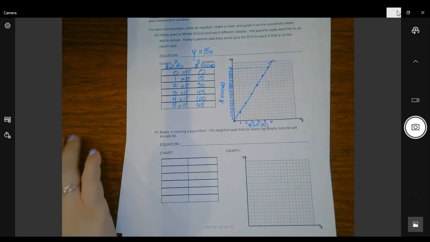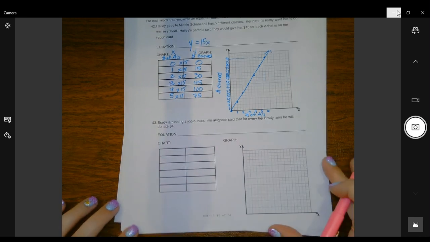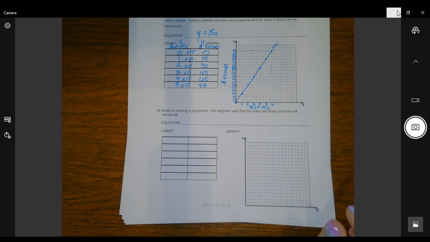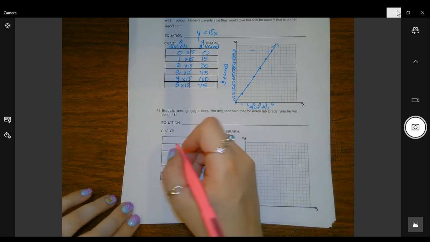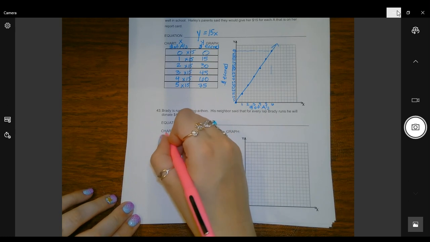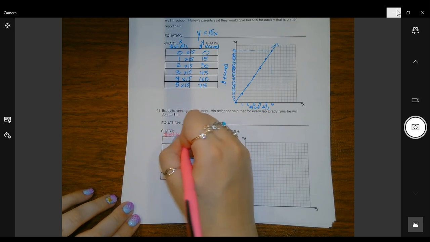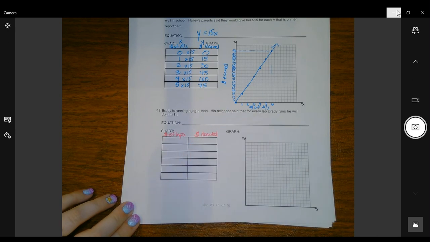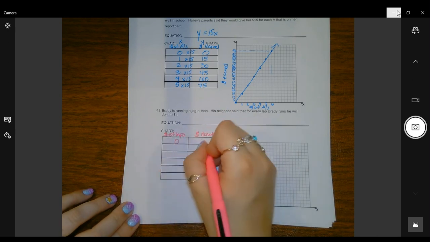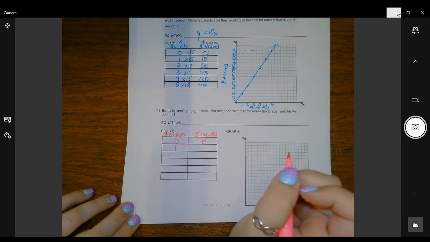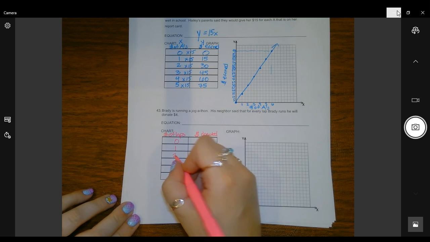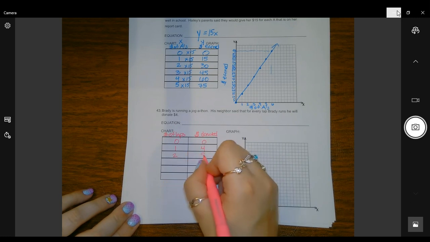Okay, last problem. Says Brady is running a jogathon. His neighbor said that for every lap Brady runs, he's going to donate $4 to him. So if he runs however many laps is how much money he's going to get donated on his behalf. If you run 0 laps, sadly, you don't get any money. But if you run 1 lap, how much does he get? He's going to get $4 per lap. So 2 laps would earn him another 4. 4 and 4 make 8.